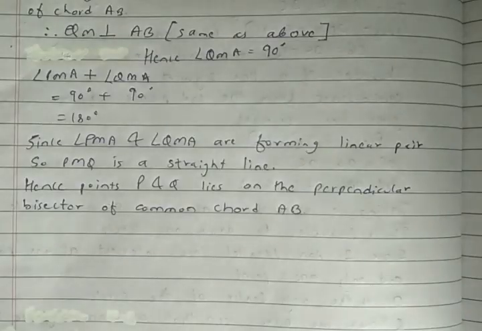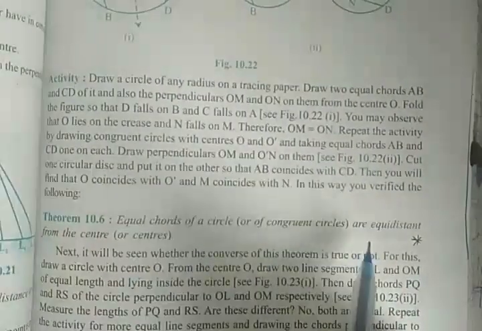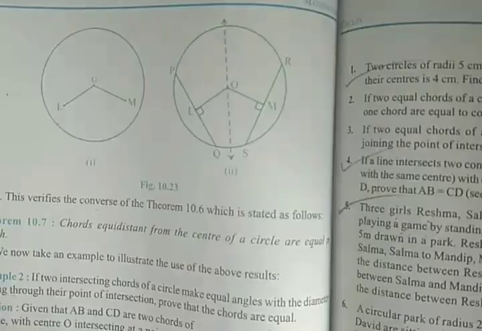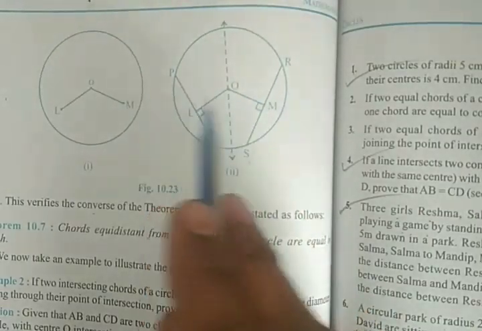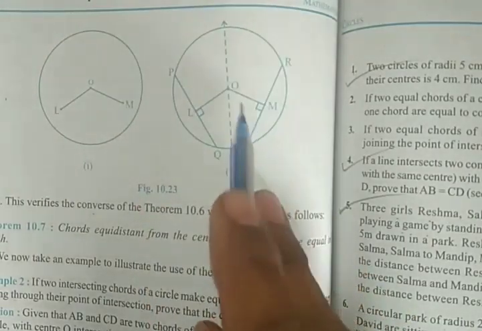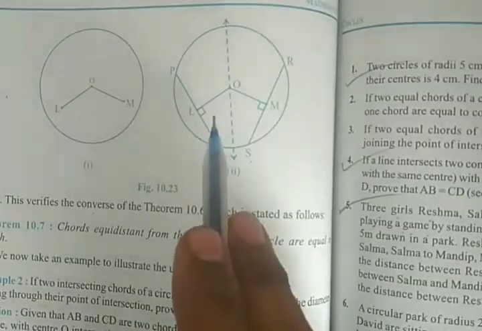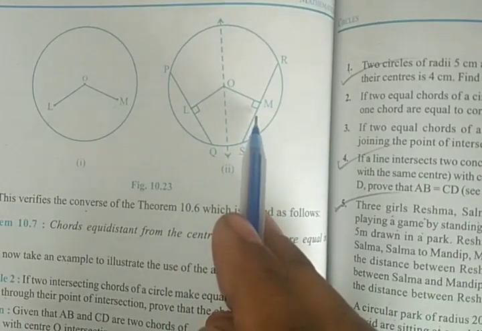Let's solve theorem 10.6. It says that equal chords of a circle are equidistant from the center. PQ and RS, these both are chords of this circle with center O. So we have to prove that length OL is equal to length OM.